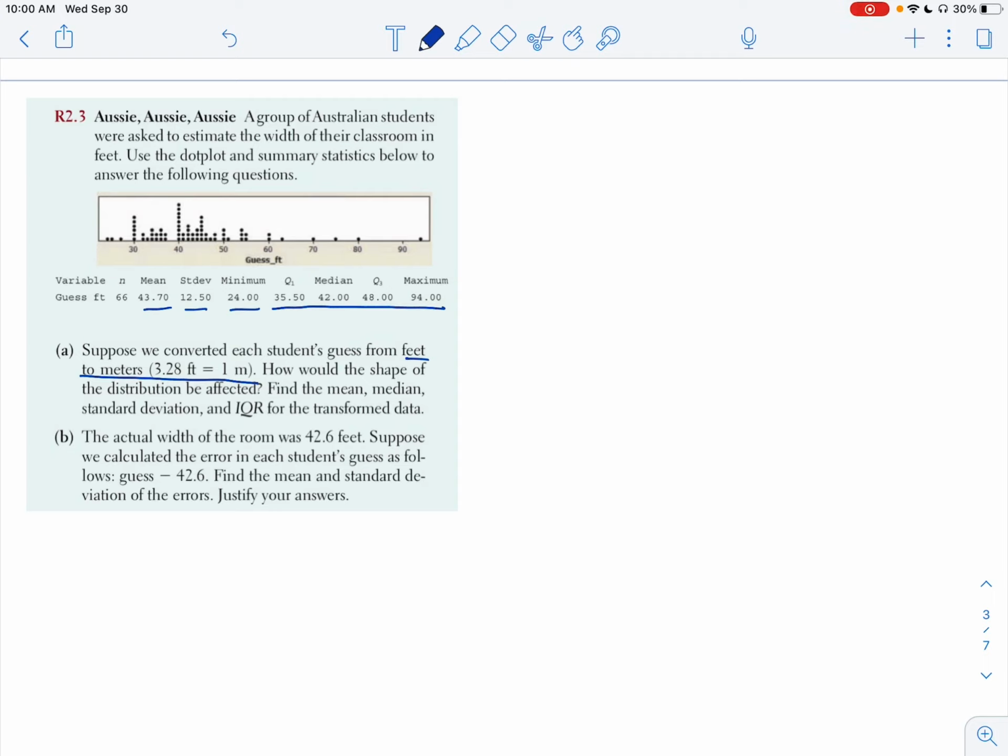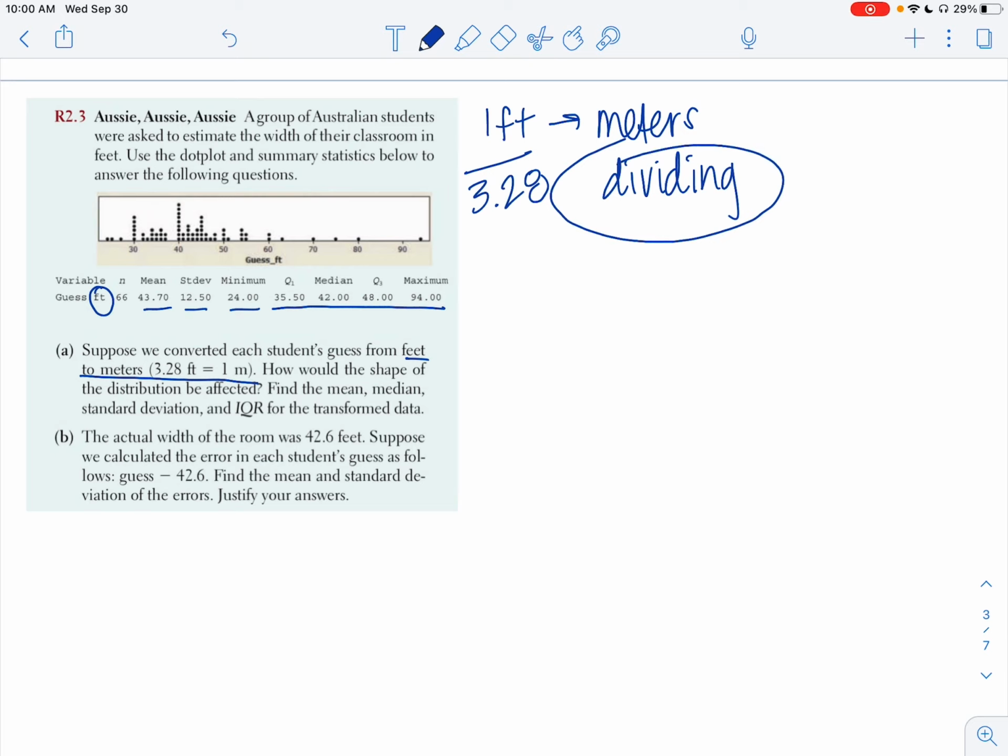So these values right now are in feet. So if we went 1 foot and we want to get it in meters, we would have to divide by 3.28. So we're dividing here. That's our operation. All right, so they want to know what's going to change. So in part A, the shape does not change when you divide by a value.